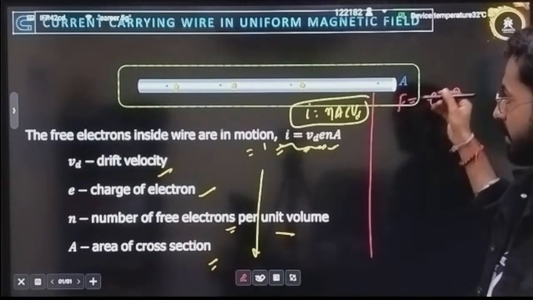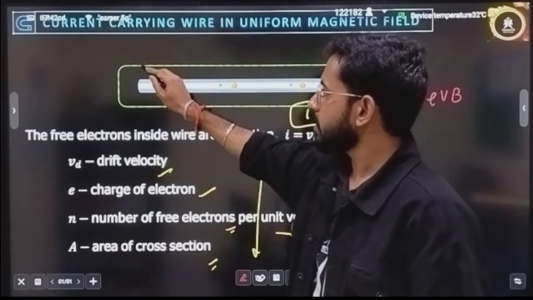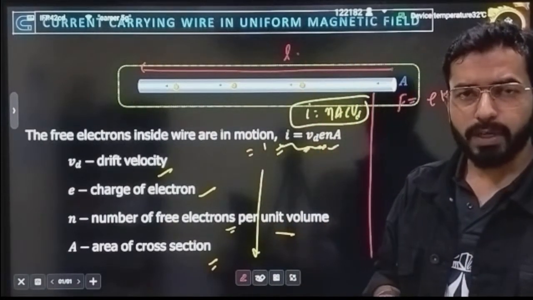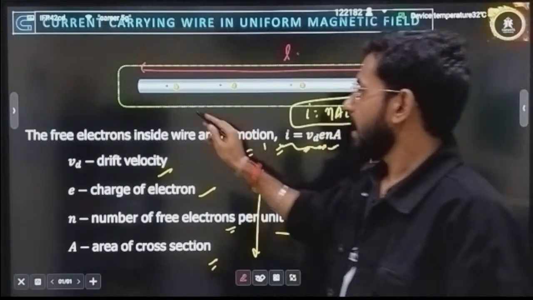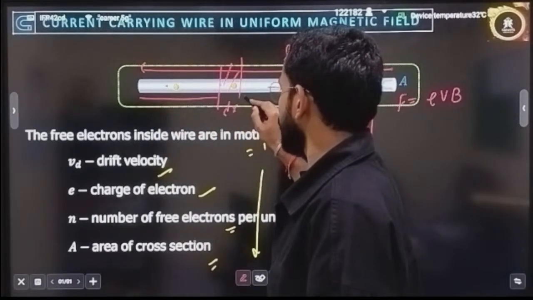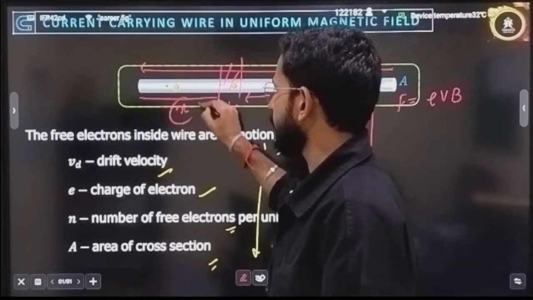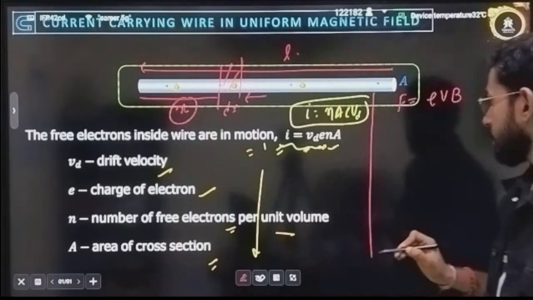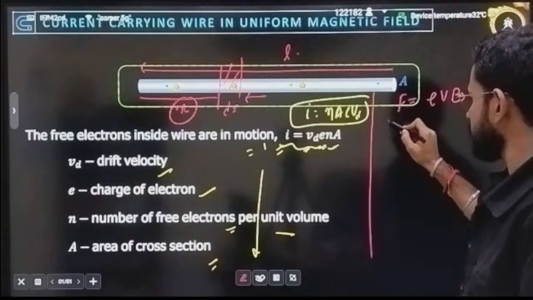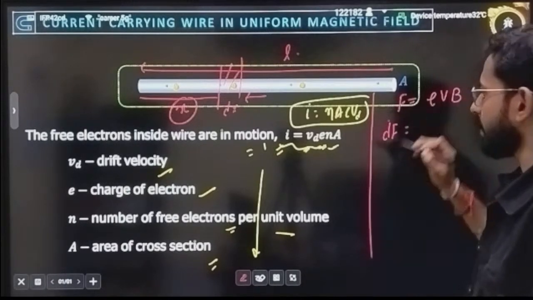But what if I have to write it on this complete length? Let's suppose the length is L. How will I do it? Firstly, I will cut an element of thickness dx and I will be focusing on this element dx at some distance x. I will try to write the small force that will be acting on this dx element.